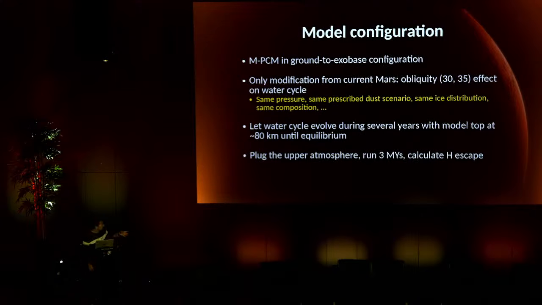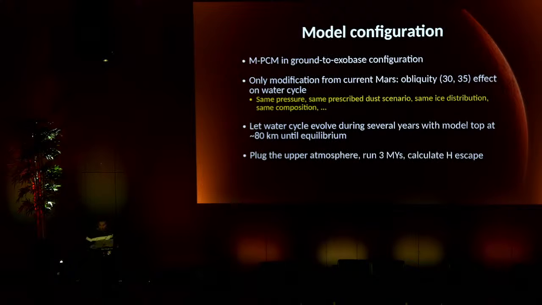So what we do is we change the obliquity, and we then use the model, extended only up to 80 kilometers because it's much faster computationally, to evolve the water cycle until an equilibrium is reached, in the sense that we have a water cycle that repeats from one simulated year to the next one. Once we have this, which can take tens of simulated Martian years, we run the model again, including the upper atmosphere. We run 3 Martian years, and we calculate the hydrogen escape for the last of the simulated years.